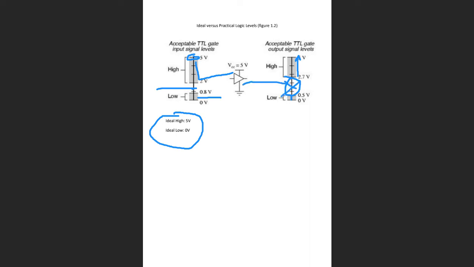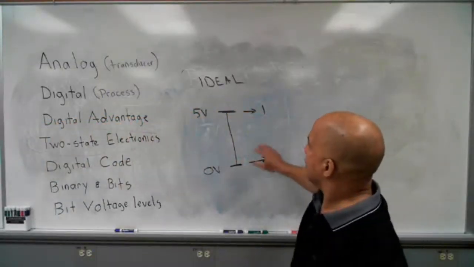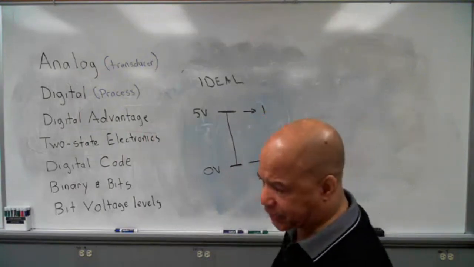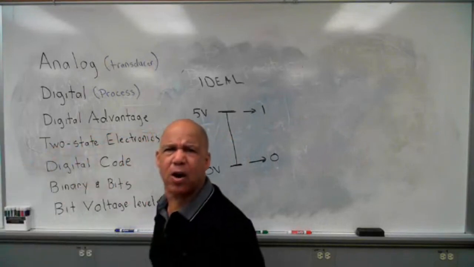So again, we're going to use this ideal graph here. When we talk about zeros and ones, just think of this one, but I wanted to point out that there's actually a range.